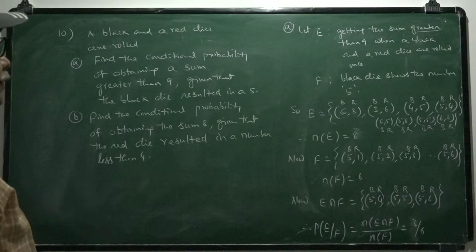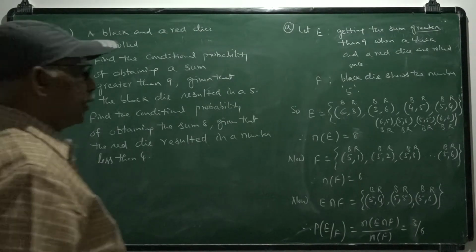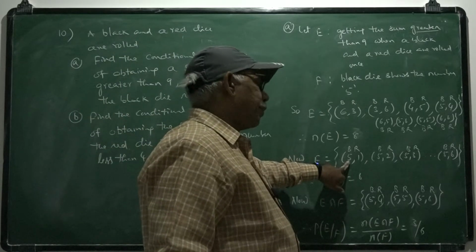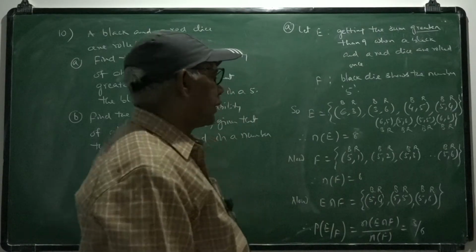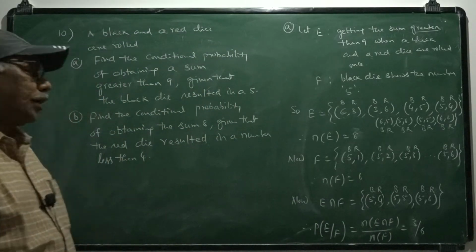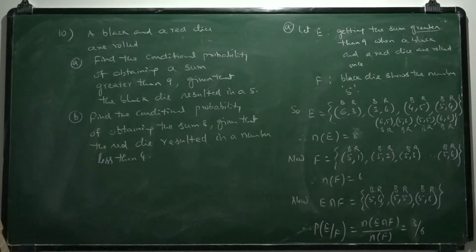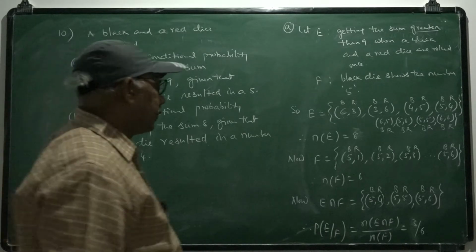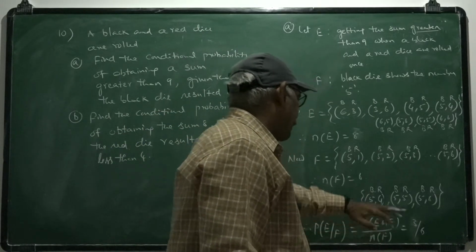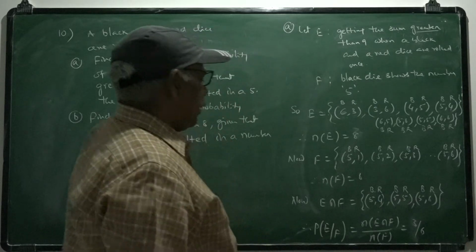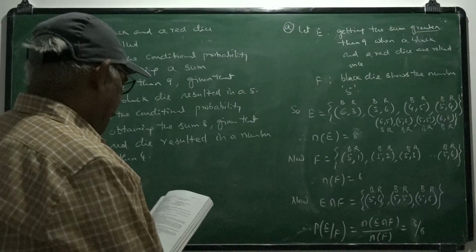Okay. F stands for the event that the black die shows the number 5. We fixed the first of the ordered pair as 5. The second one may vary from 1 to 6, hence N of F is 6. So the conditional probability of E on the occurrence of F is N of E intersection F by N of F, that is 3 by 6, that is 1 by 2.